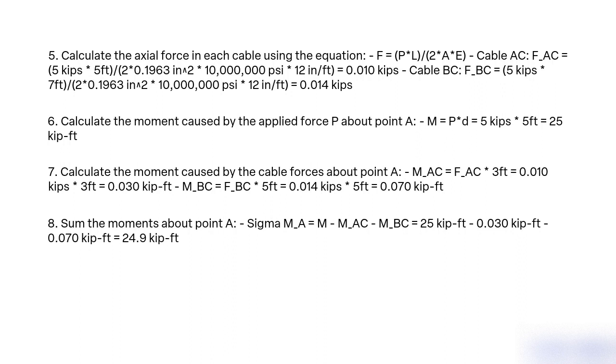8. Sum the moments about point A: sigma M equals M minus M_AC minus M_BC, equal to 25 kip-ft minus 0.30 kip-ft minus 0.70 kip-ft, equal to 24.9 kip-ft.